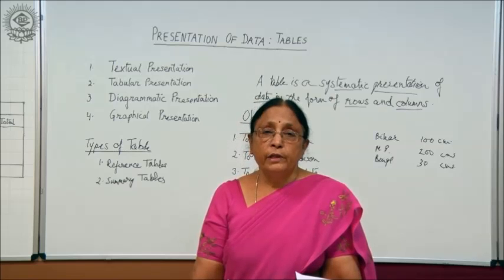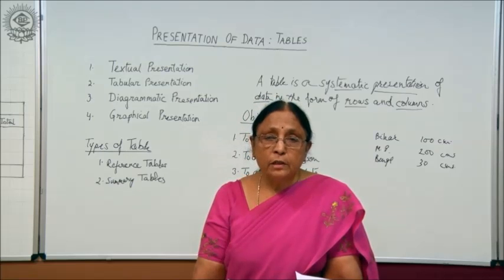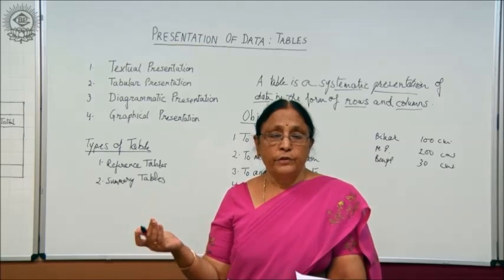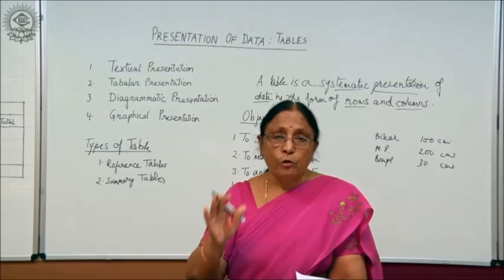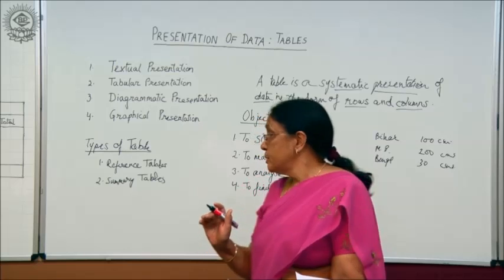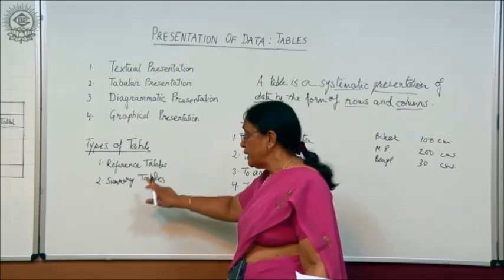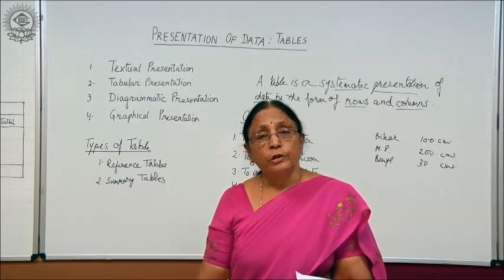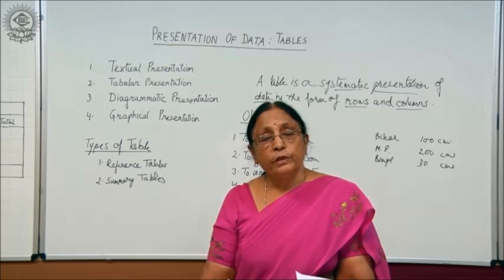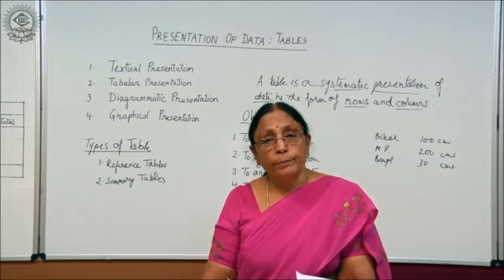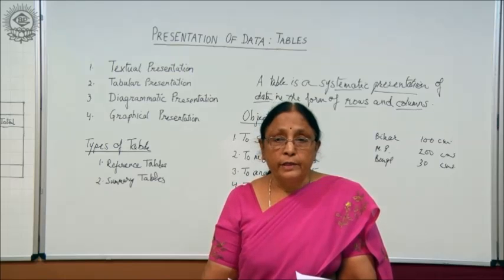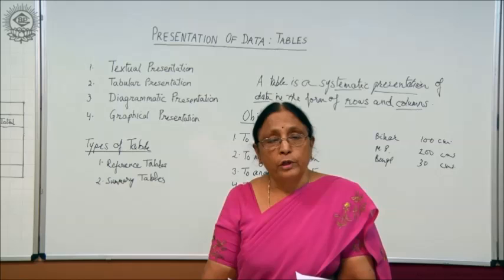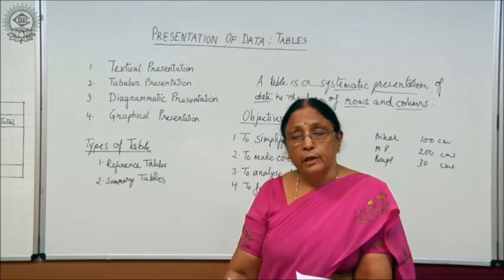It is normally given in the form of appendix or in the form of any attached format which has the detailed description of data. So this is known as reference table, whereas summary table, this table is made with the specific purpose in mind. Suppose you want to find out the literacy rate of the country, then how to find out the literacy rate? There are 2 ways.